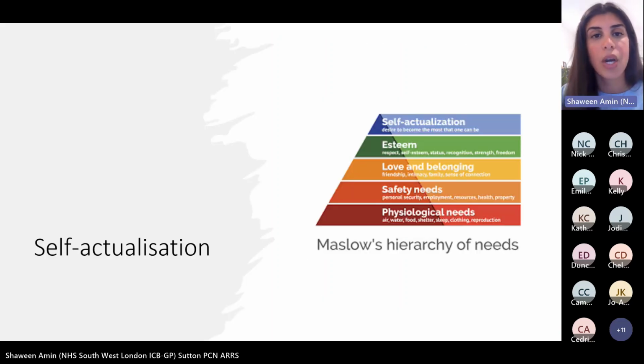So first of all, self-actualization. As I was saying, the humanistic approach tends to view people in a really positive light. So it believes in the best of people. It believes that people are inherently motivated and that the human being is self-actualizing. So what does that mean?